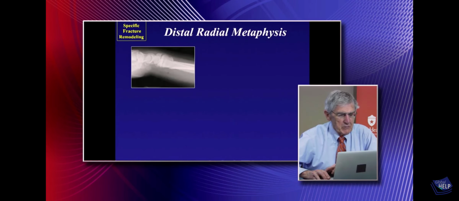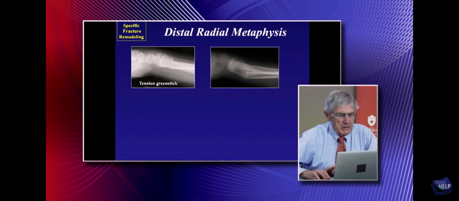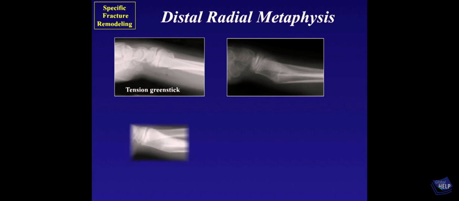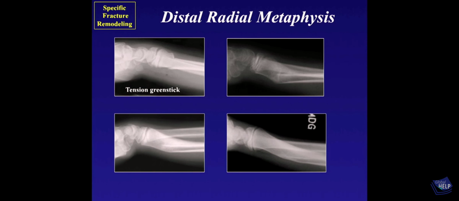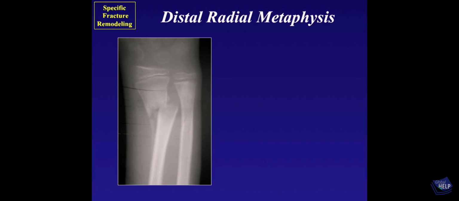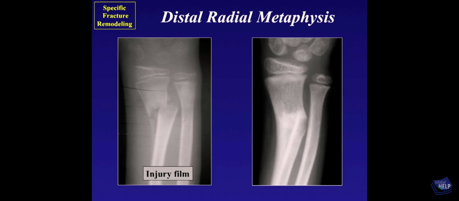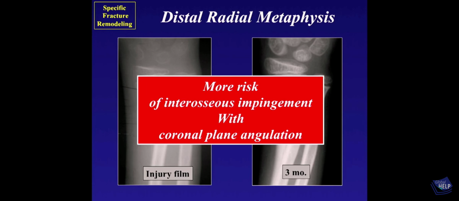Now we got the distal radial metaphysis. Here you don't have quite as much dramatic remodeling. You still get some, but it takes a little bit longer. Notice that the physis has realigned itself, but you still have some remodeling. If you have it in this plane, in the plane of rotation, you may need to be a little bit more aggressive because you have interosseous impingement that may result in loss of rotational motion.